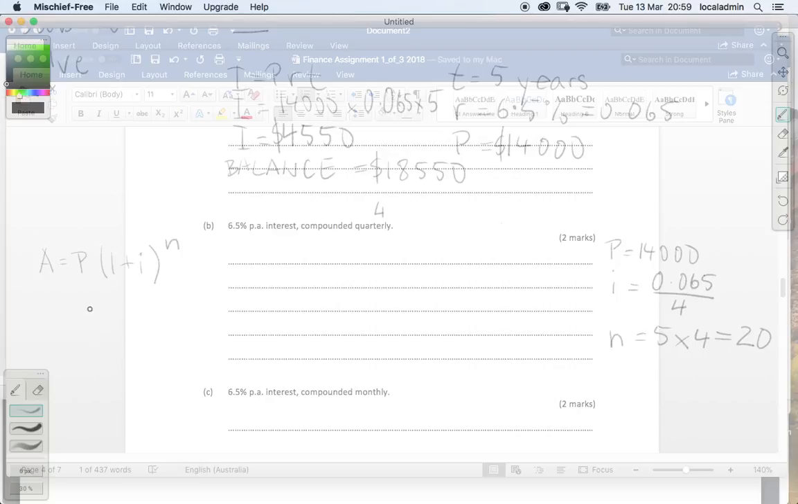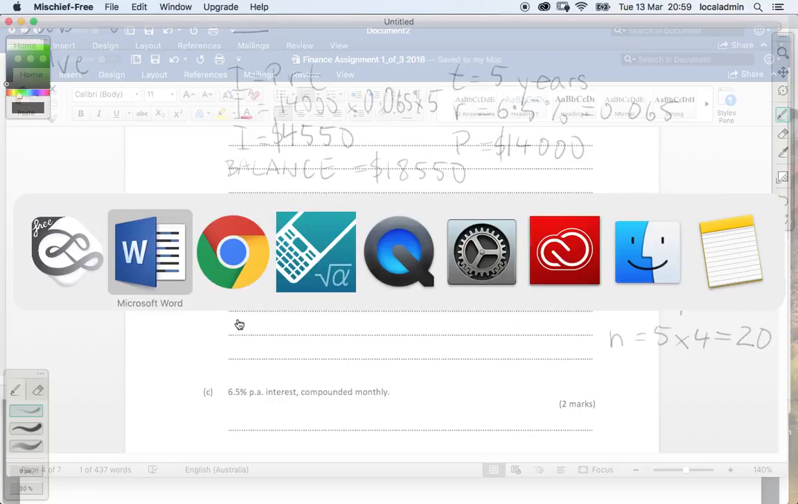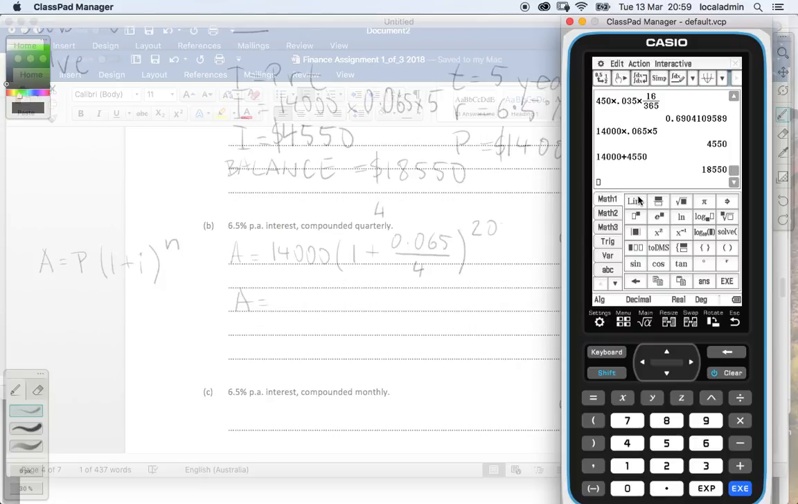So that is the which formula. Now we substitute. So the amount in our bank account after the investment is finished is our $14,000 multiplied by 1 plus our interest per period, which is a quarter of the annual interest rate, and we take that to the power of 20 quarters. And our calculator should give us a nice number for that one.